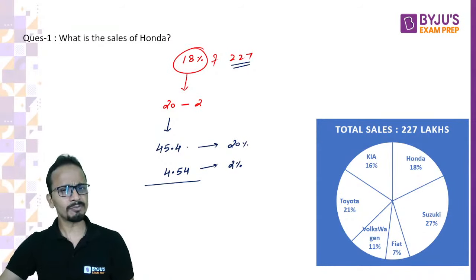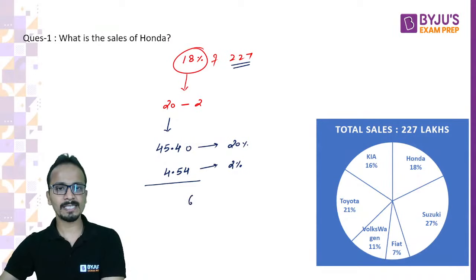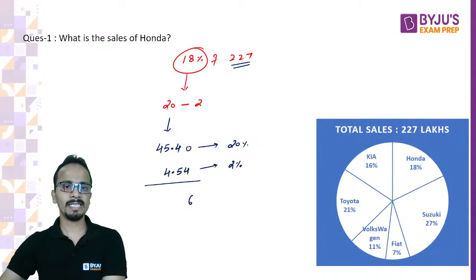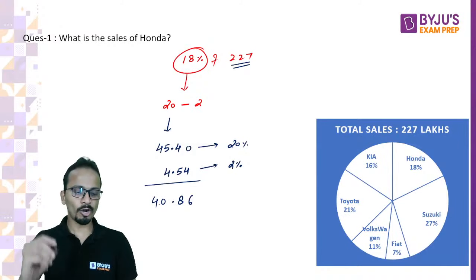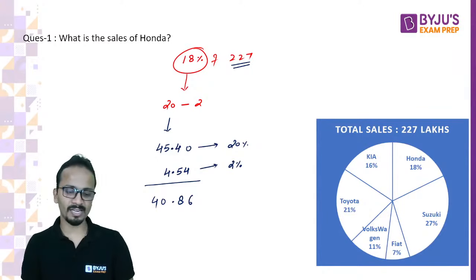Okay. Let's do the subtraction. So I put 0, 6. All right. Then 13 minus 5 is 8. 40.04. Okay, so 40.86 will be the final answer.